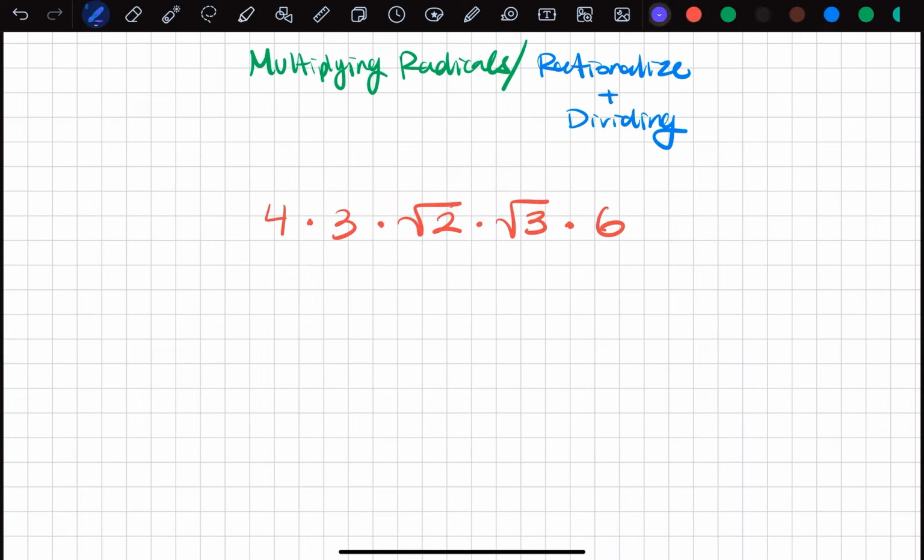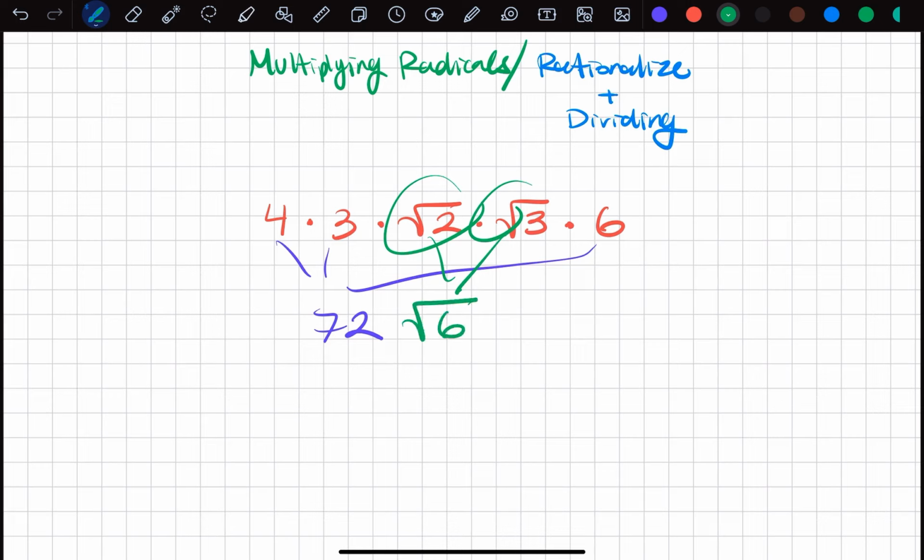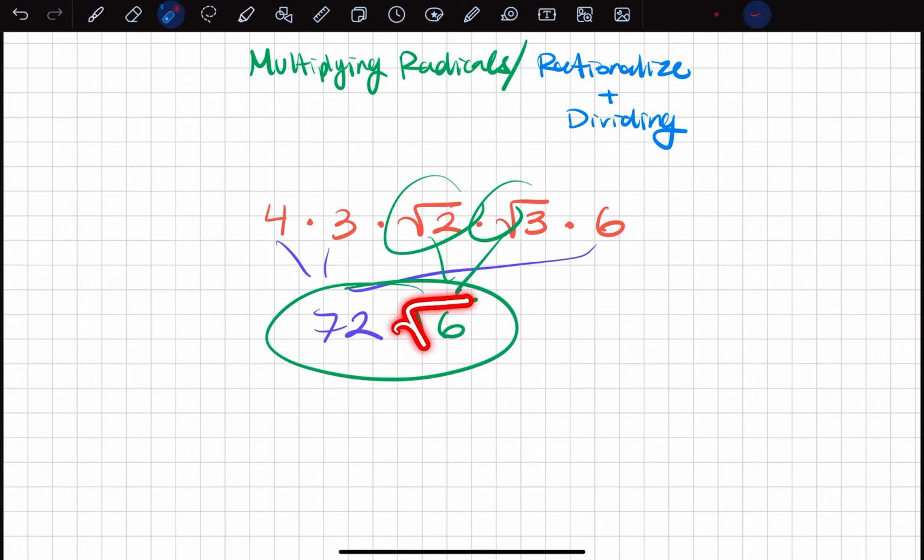And so just quickly going through this one, we would take 4 times 3 times 6, and that would give us 72. And then I'd take these 2 radicals and multiply those together, and that's root 6. And like that's as far as that can go. Asking yourself, can I break this down more and simplify, using that from the other video? And if you can't, then you've gotten far enough.